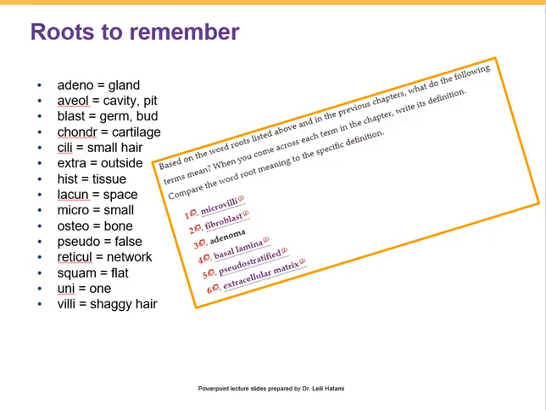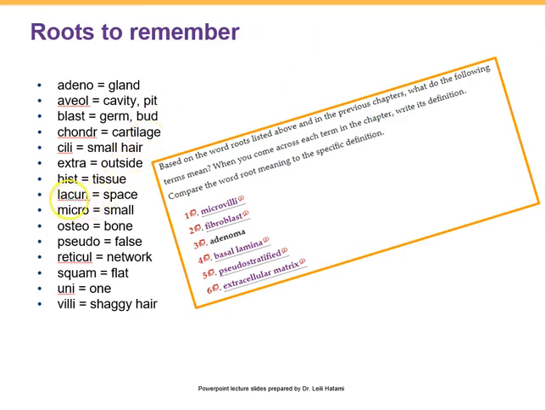And then here you can find the roots to remember for this chapter. For example, adeno means gland. Blast means germ. So when we have a chondroblast, fibroblast, or osteoblast, it means that these cells are able to produce something. Chondro means cartilage. So when we have chondroblast or chondrocyte, it means that these cells are related to the cartilage.